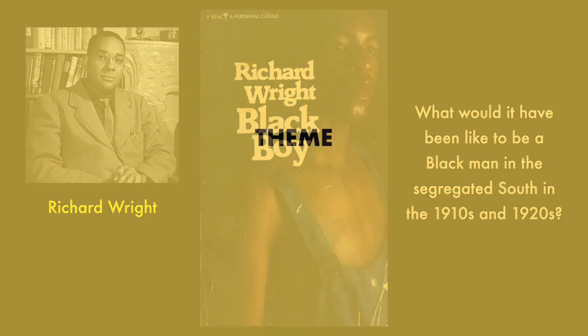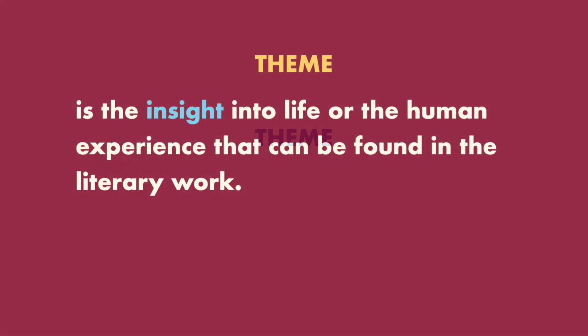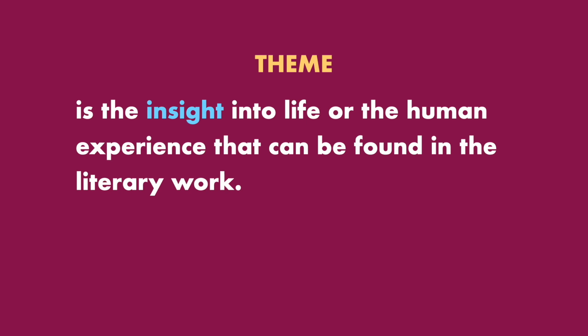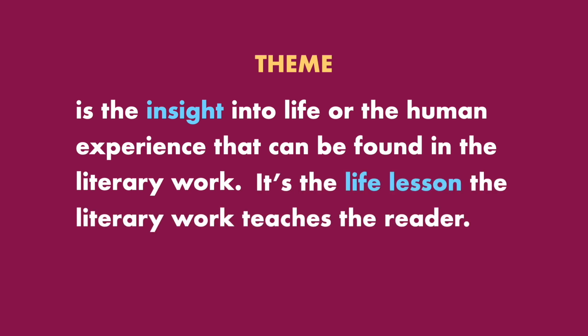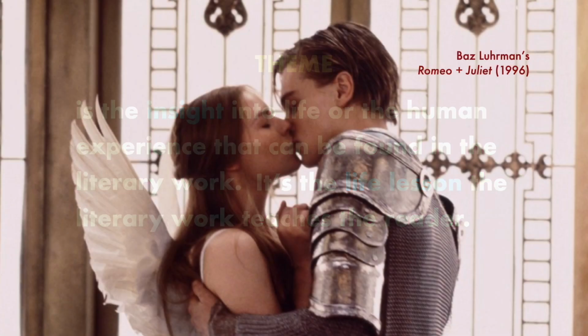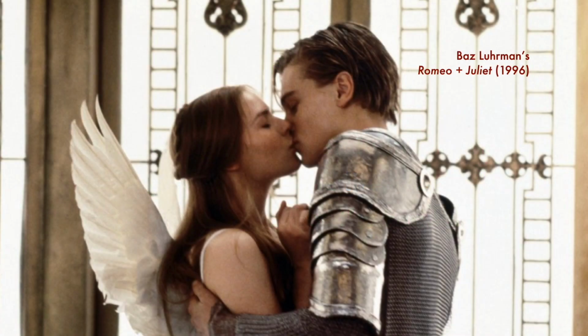The last, and some would say the most important aspect of content, is theme. Theme is the insight into life or the human experience that can be found in the literary work by an alert reader. Theme is often thought of as the life lesson the literary work teaches the reader. Much of the best literature contains multiple or layered themes. The simple theme found in Shakespeare's Romeo and Juliet is that love is many different things to many different people.